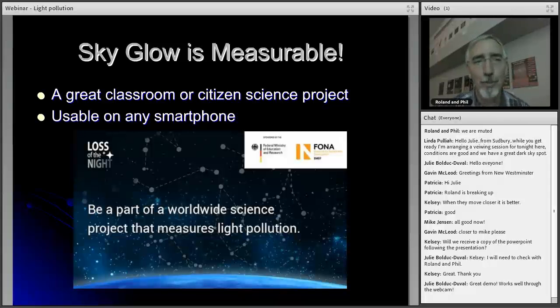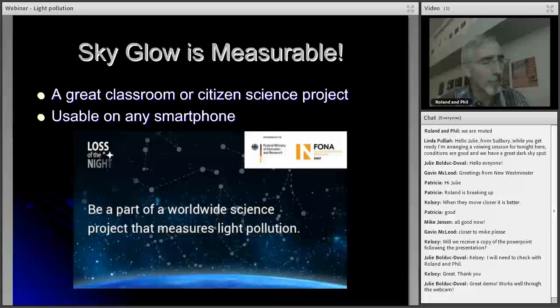I want to show you an interesting little app. Now, there's lots of ways for people to participate in the monitoring of the nighttime sky at night. There's a great app that I love to use. It was developed by some folks at the University of Berlin, and it's called Loss of the Night.